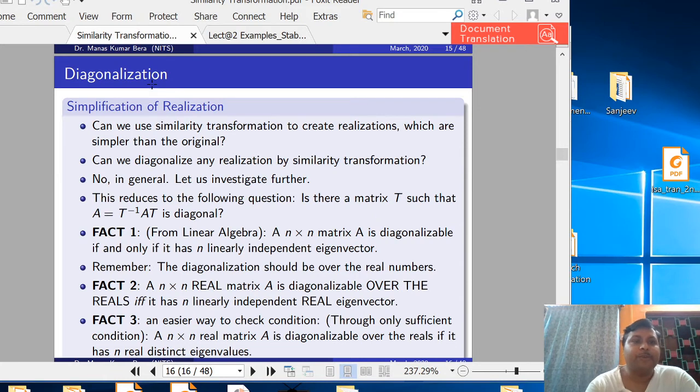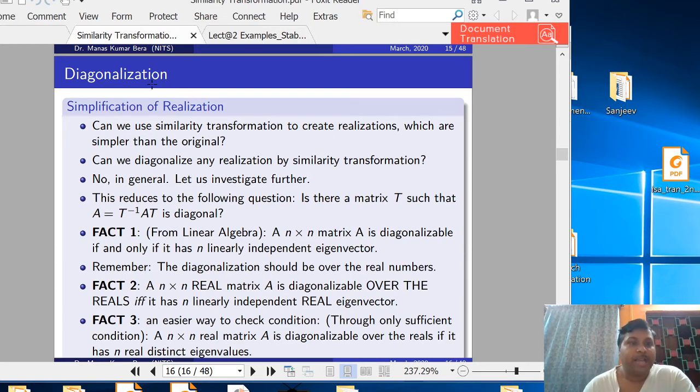So the question is, can we use similarity transformation to create realizations which are simpler than the original? We have a non-diagonal realization, and we want to transform it to a simpler form, and that is actually diagonal. Why it is called a simpler form will be clear to you, because from the diagonal representation many characteristics of systems can be known if the system is represented in diagonal form. We are going to discuss that today also.